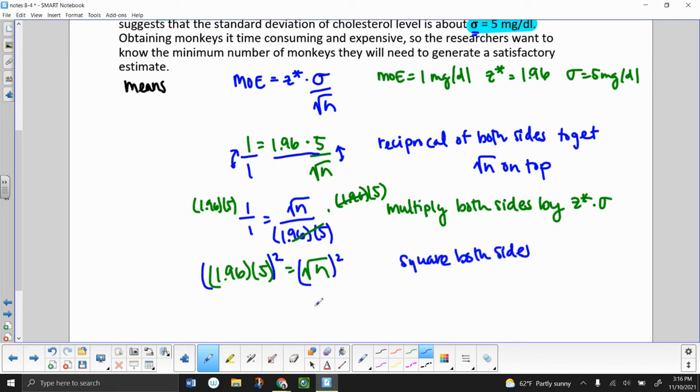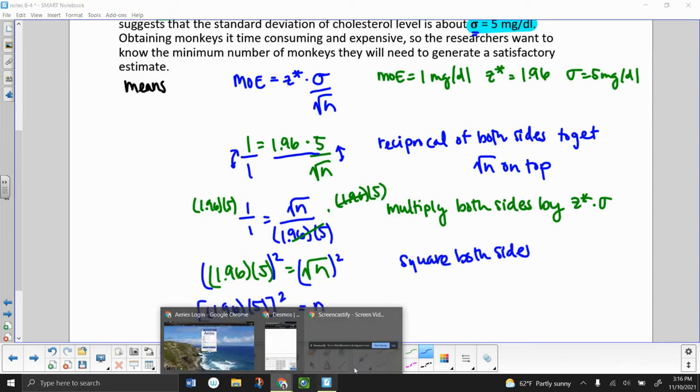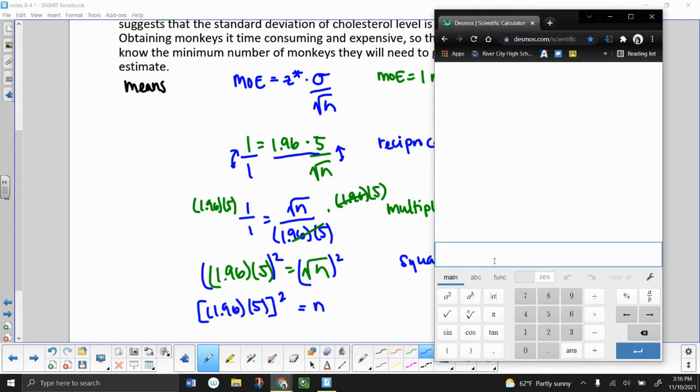So then we're left with n equals 1.96 times 5, and that entire thing squared. So that's what we're going to put in our calculator. 1.96 times 5, and that entire quantity we're going to square. So we get 96.04.